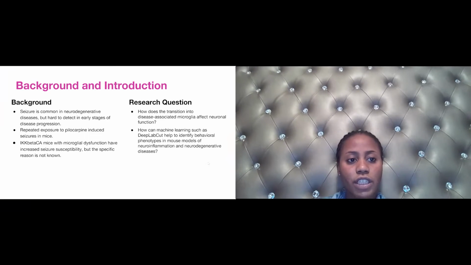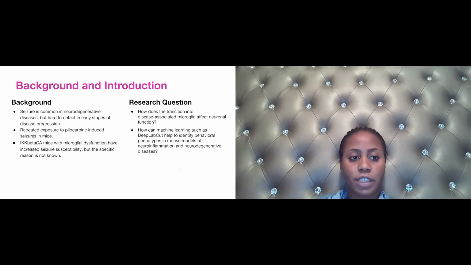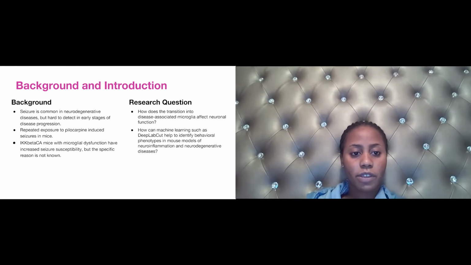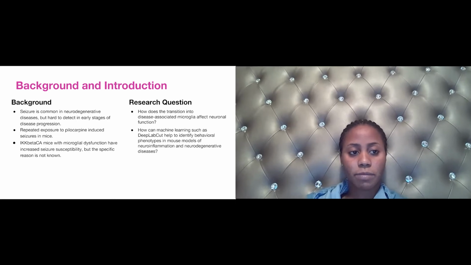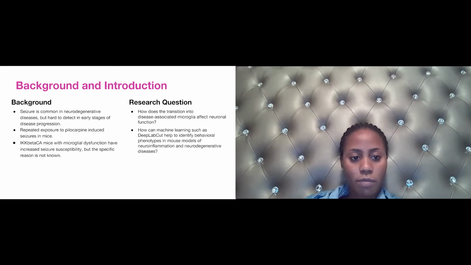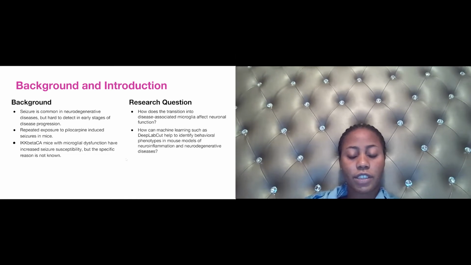In many neurodegenerative diseases, such as Alzheimer's disease, there are many seizures that are hard to detect in early stages of disease progression. This is why the motivation for this study is to establish an additional measure of seizure susceptibility in neurodegenerative disease mouse models. In order to model this in the mice, we have used repeated exposure to pilocarpine to understand seizure susceptibility.